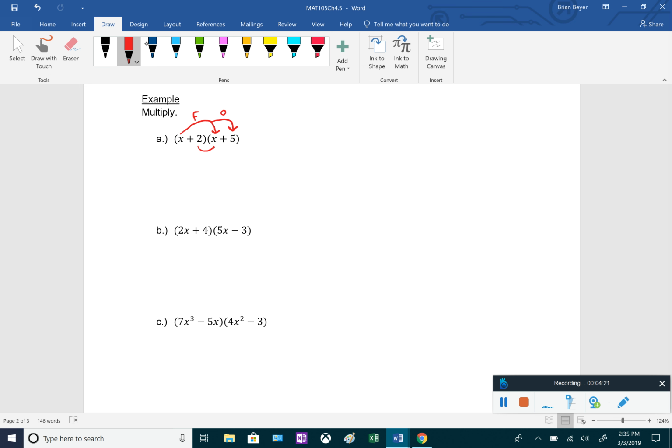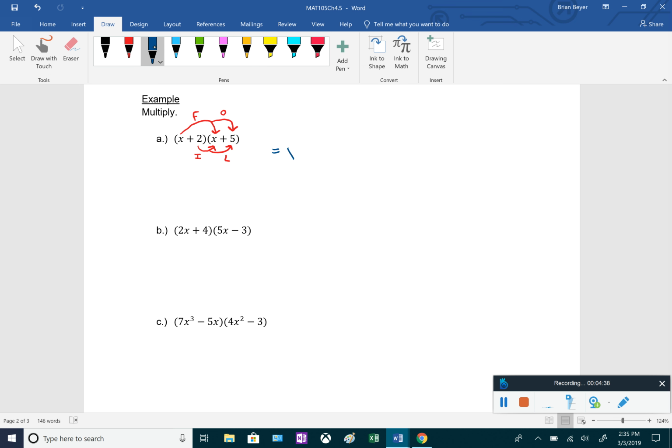Next, we multiply the 2. 2 times the x and 2 times the 5. 2 times the x, those are the inner terms, so that's the I. 2 times the 5, those are the last terms, so that is the L. So that is your FOIL.